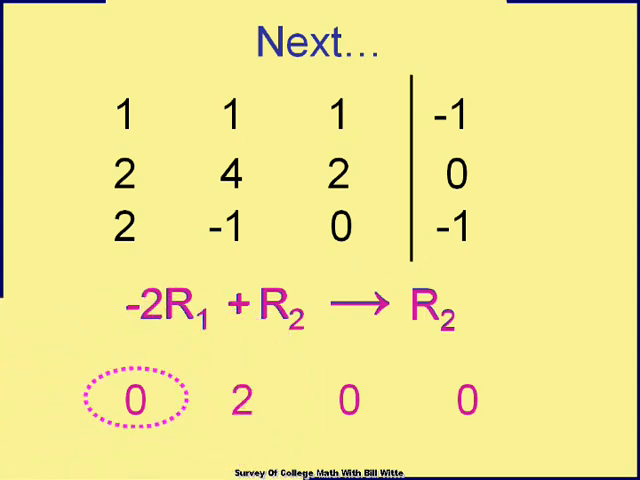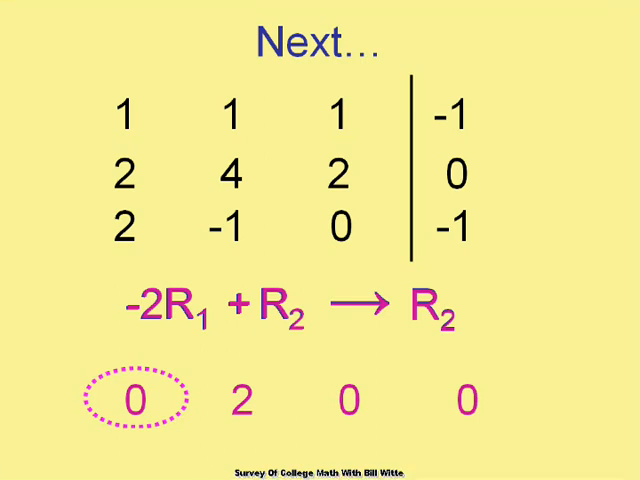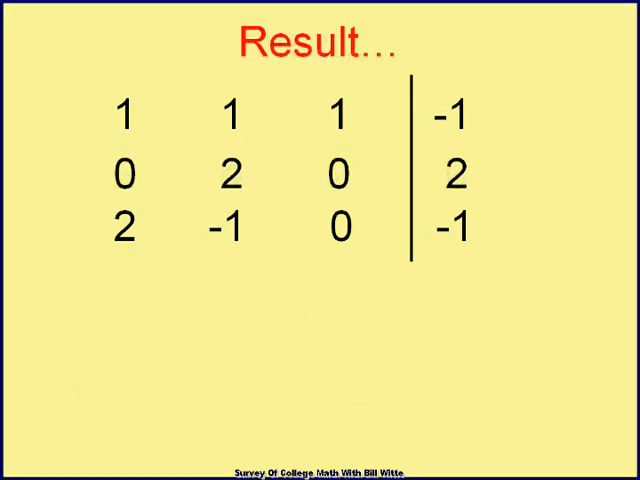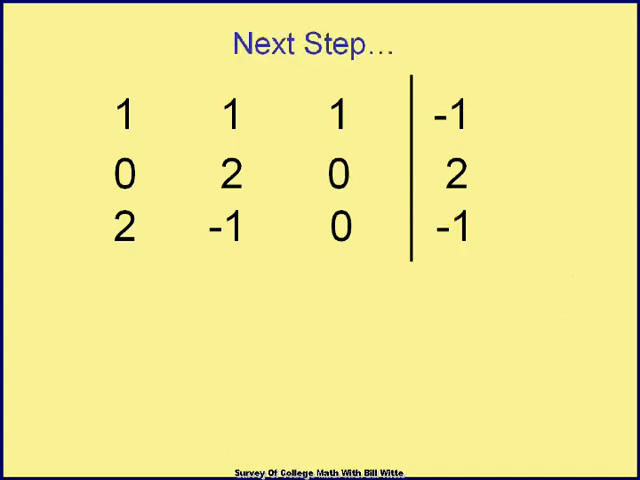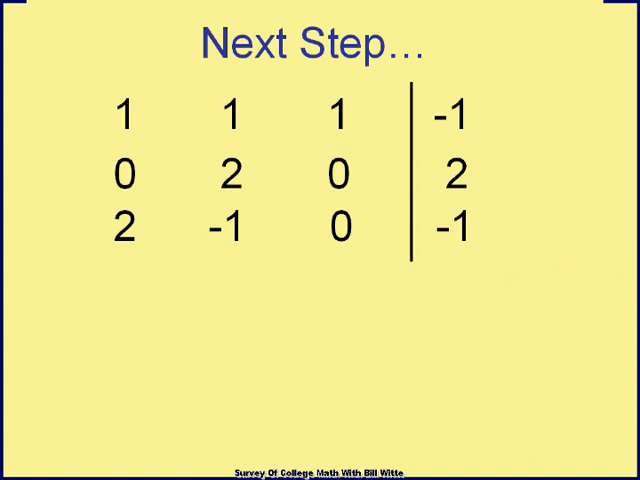Yes! That's great. That's just what we wanted. We want a 0 in that position. We kind of got a bonus 0 that time. That's sweet. We got lucky on that one. We got a bonus 0. Usually you get them one at a time. Okay, so we're working our way through here. What can we do next? Think about it.